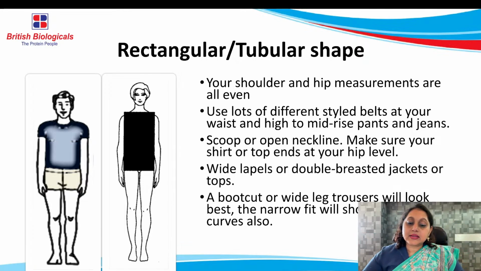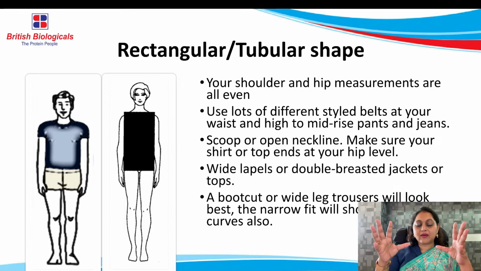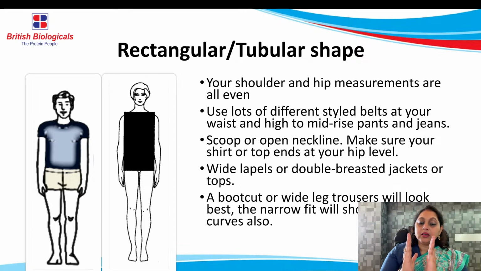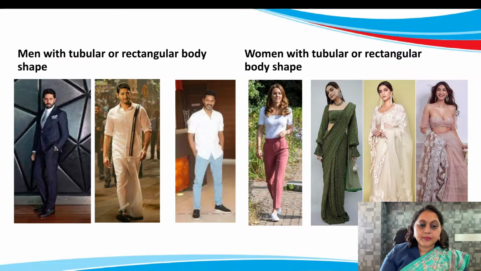Wide lapels and double-breasted jackets or tops, boot cuts or wide leg trousers look best. The narrow fit will show off your curves even more. So when you have a narrow fit on the waistline and on your thighs, and then it is flaring out, it'll again counter and give you a nice waistline. Okay, so this is what you can do to counter this particular body shape.